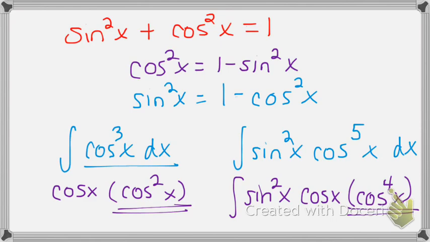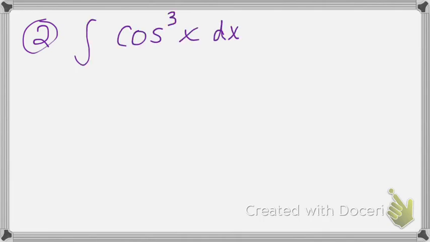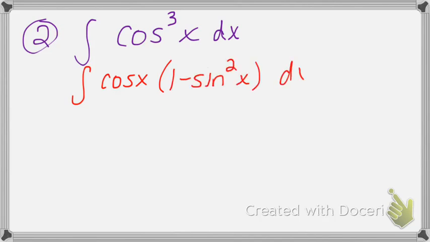So let's go back, and we're going to do that first one that I just showed you. Integral of cosine to the third of x. What I told you was leave one of the cosines alone, and then the other one is going to be cosine squared of x, and we're going to change it using the identity. So what would cosine squared of x become? 1 minus sine squared of x. Okay? After you change it, then you're going to multiply.